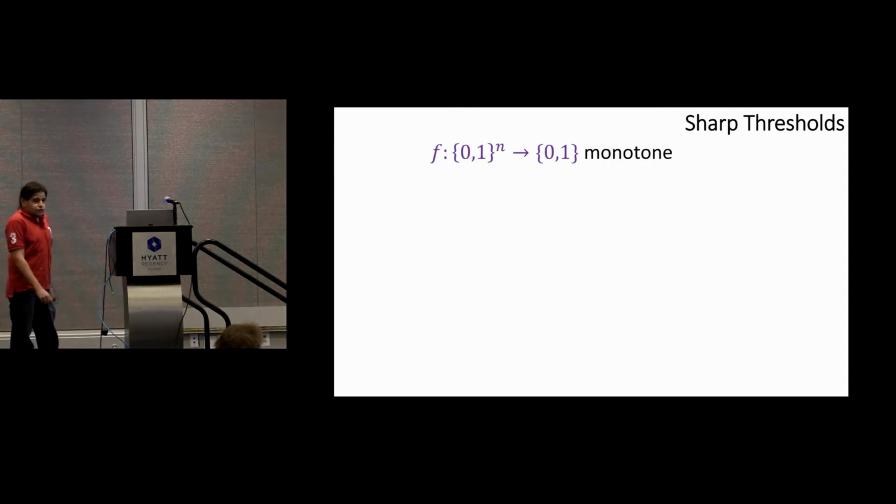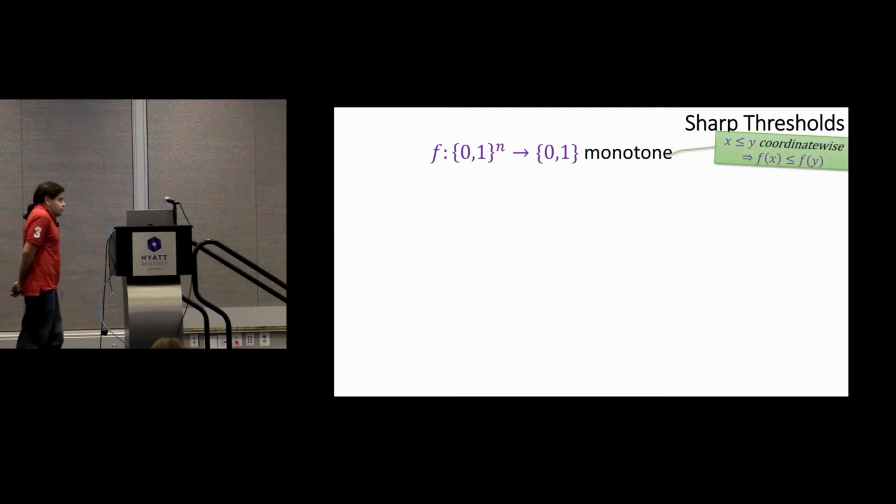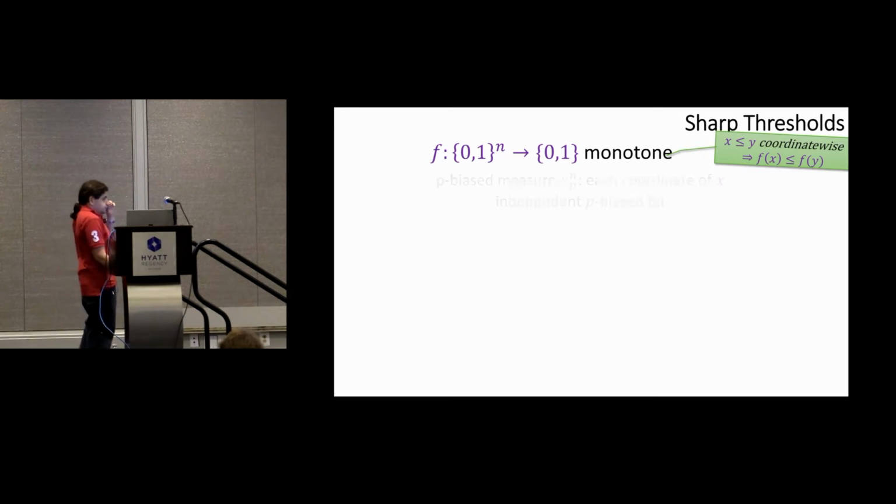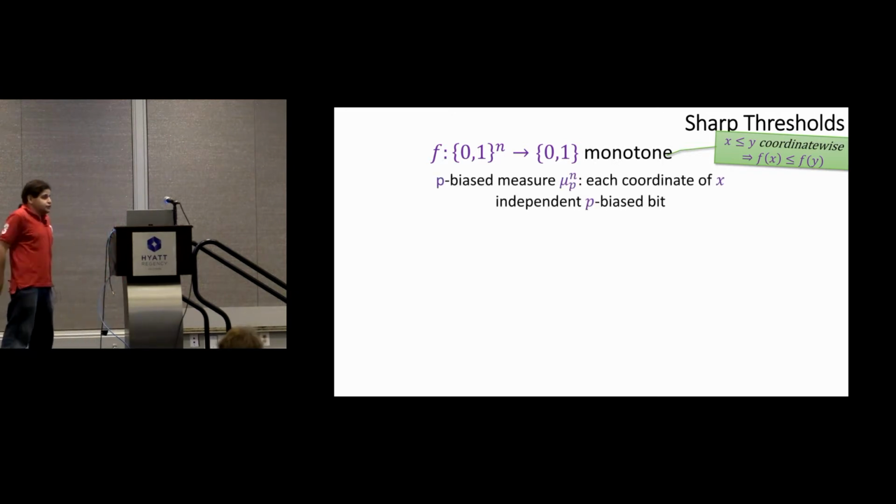So throughout this talk, the main object that we'll be studying are monotone Boolean functions over the Hypercube. By monotone, we mean that if we have two inputs, x and y, and x is at most y on each coordinate, then f of x is at most f of y. And we'd like to study this function on various measures. For us, we'll focus on the p-bias measures, which simply means that you have some parameter p, and each bit is a p-biased coin.